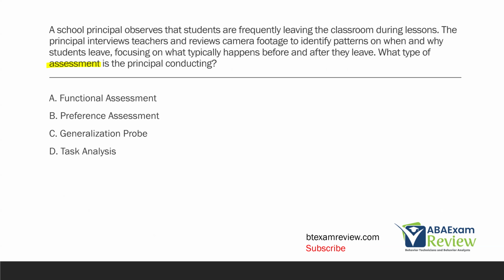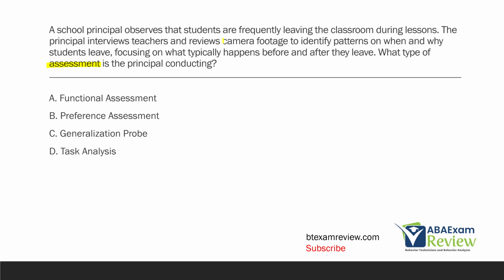When we think of assessments, we have a couple that immediately come to mind. We have functional behavior assessments. We have preference assessments. We also have things like reinforcer assessments and functional analyses and task analyses. And so when we're trying to identify what assessment is taking place, we're trying to think about what's the goal. For instance, a preference assessment, the goal is to figure out what someone likes and what might potentially be reinforcing.